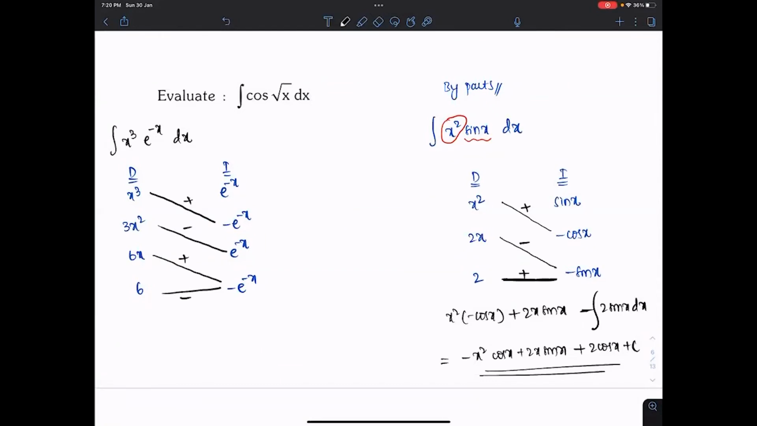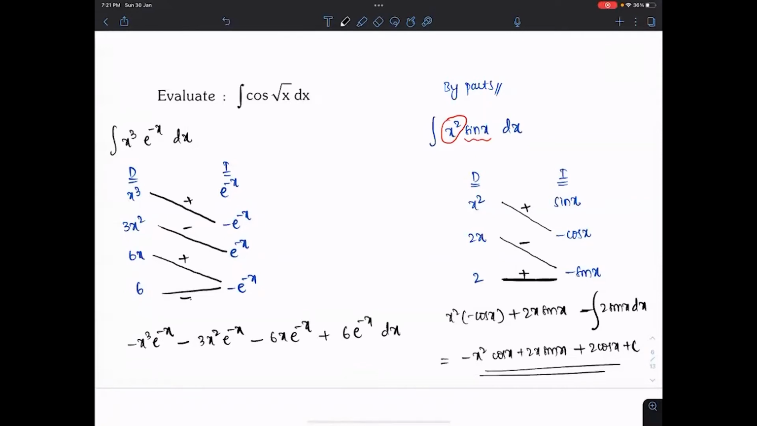Now with the inclined lines, what will you do? You will write the result as it is, just multiply those two. So x cube into e power minus x, first one. What do we get? Minus x cube e power minus x. Next, this one: minus of 3x square into e power minus x. Next, plus sign is there, but in the product minus will come: minus 6x e power minus x. And the last horizontal line, minus into minus is plus 6 e power minus x.